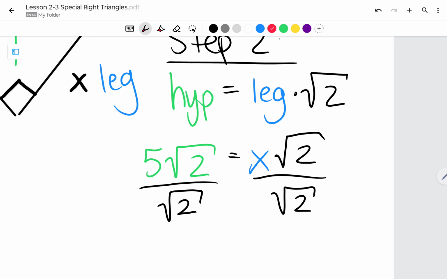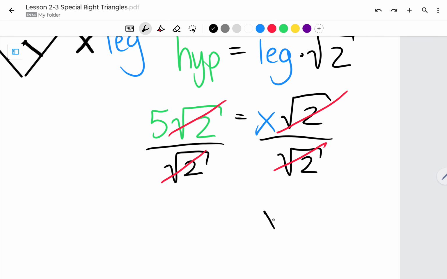I have c square root of 2 on the top, and I see square root of 2 on the bottom. Okay, those cancel out, and these cancel out as well. Okay, so what you're left with is x equals 5. That's it.